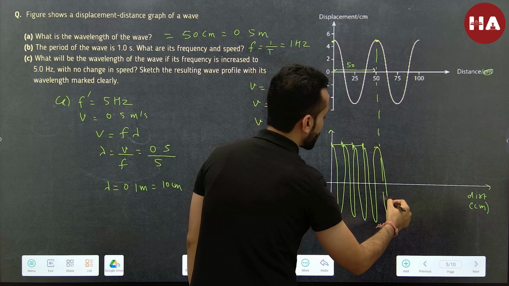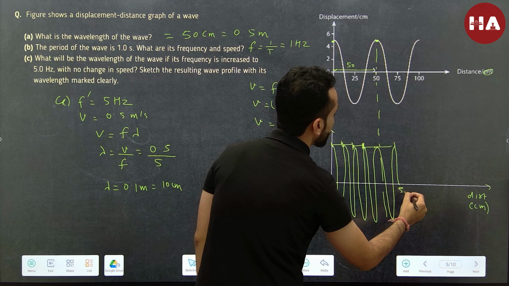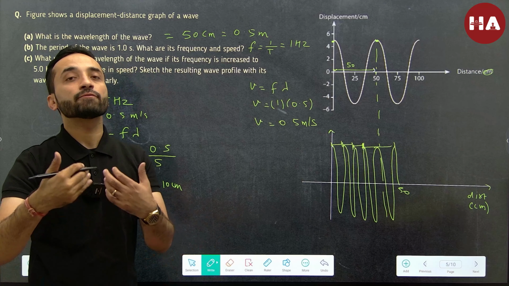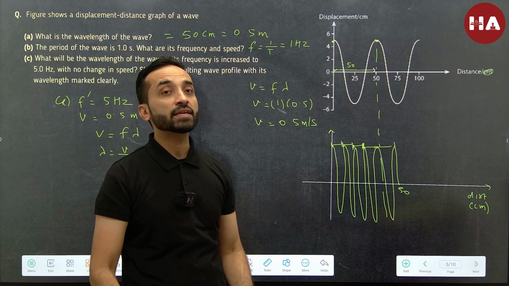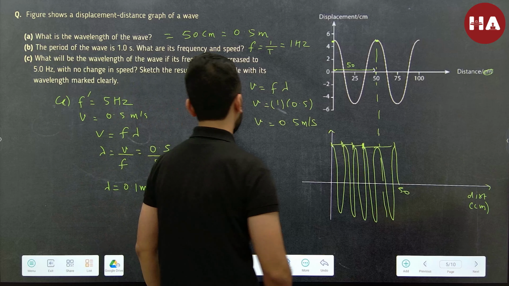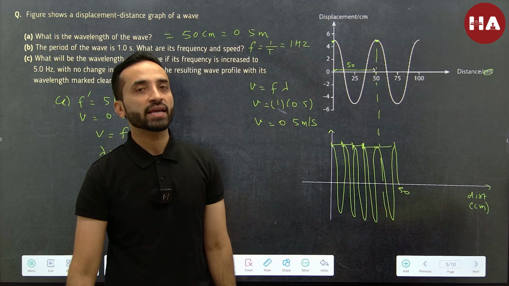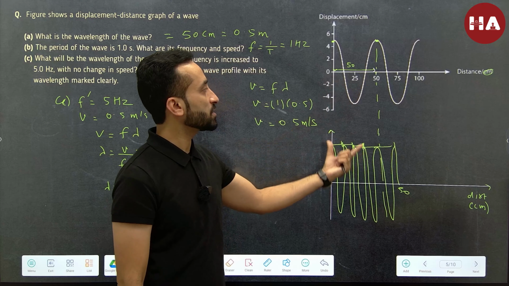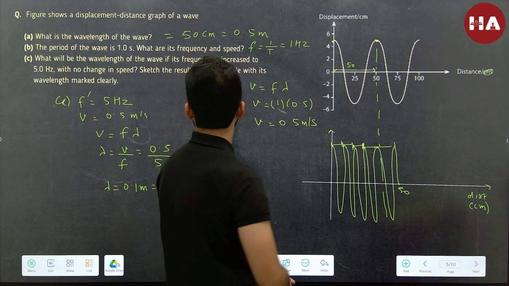Let's not draw it to scale then. So I should draw this within 50. Within 50, I will have to make 5 waves now, right? So if it was 1 wave in 50, now it will need to be 5 waves in 50. Why? Because the wavelength has been squeezed to 10 centimeter. So if in 50 centimeter we had 1 wave, now in 50 centimeter we will have 5 waves. I hope you understand that.